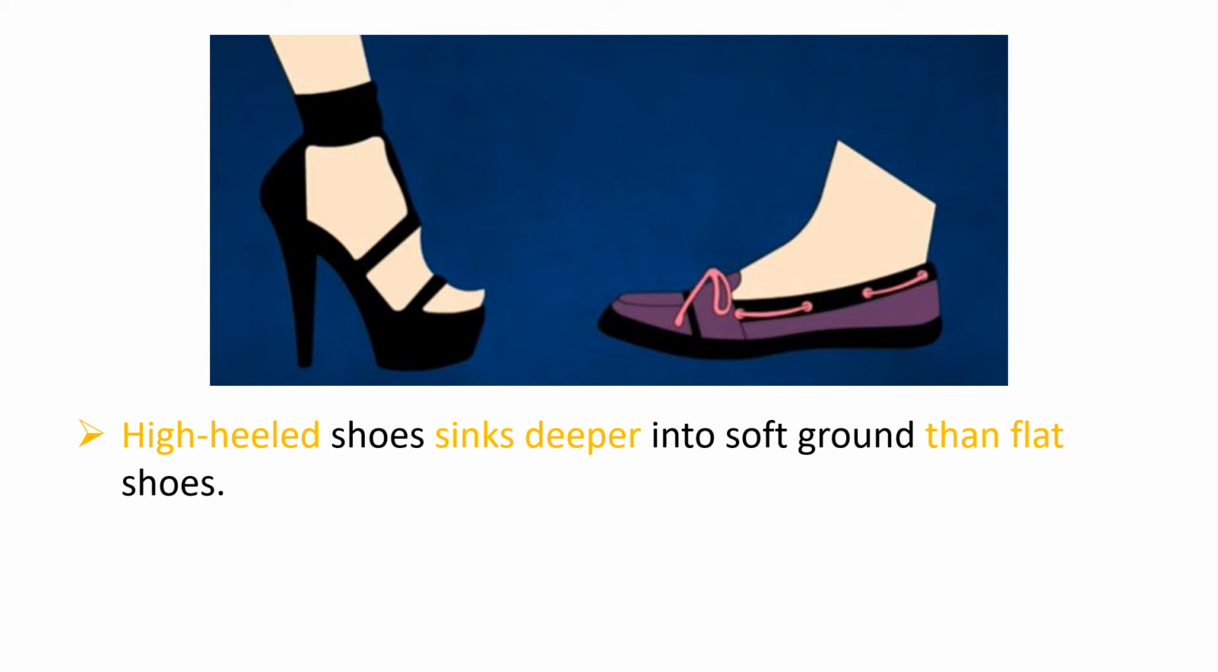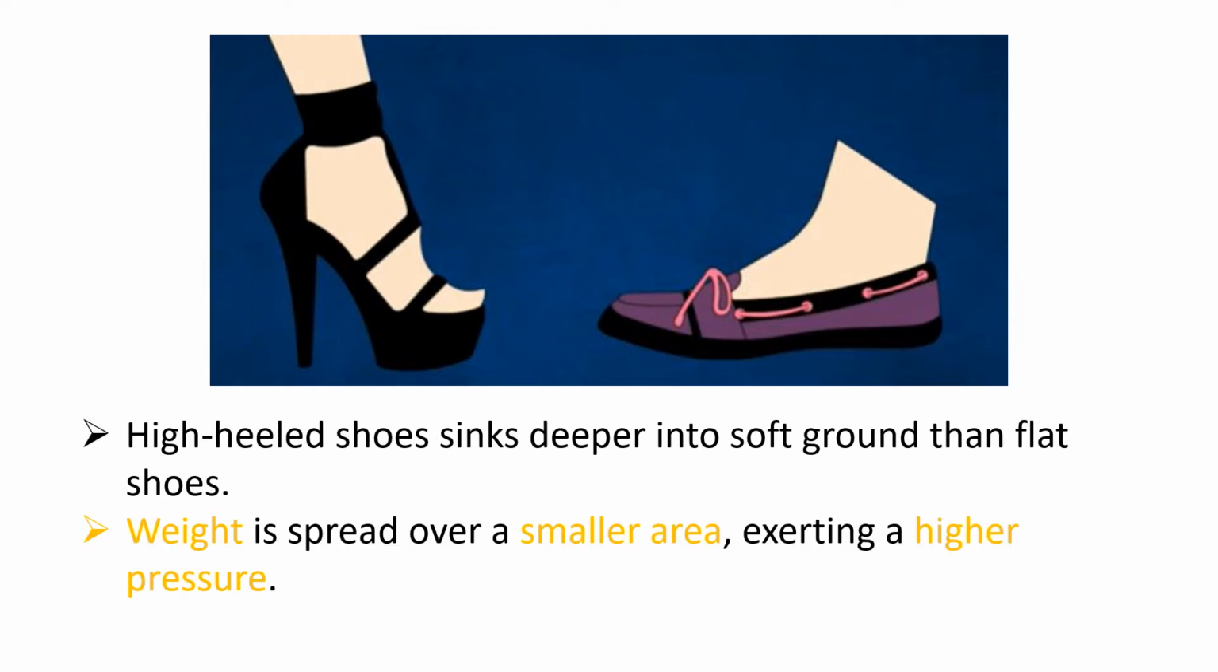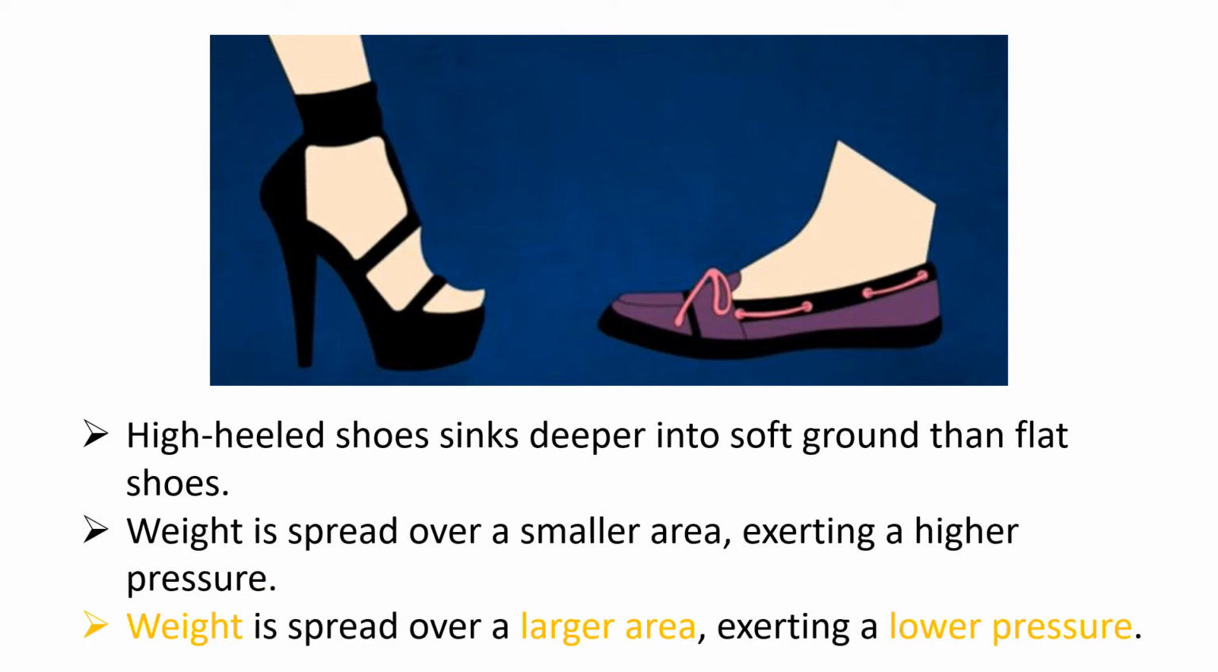For better understanding, a woman wearing high heel shoes sinks deeper into soft ground than a female student wearing flat school shoes. Both the woman and the student have the same body weight acting downwards on the ground. The woman's weight is spread over a smaller area of her shoes, thus exerting a higher pressure on the ground. The student's weight is spread over a larger area of her shoes, thus exerting a lower pressure on the ground. High and low pressure are used in different situations.